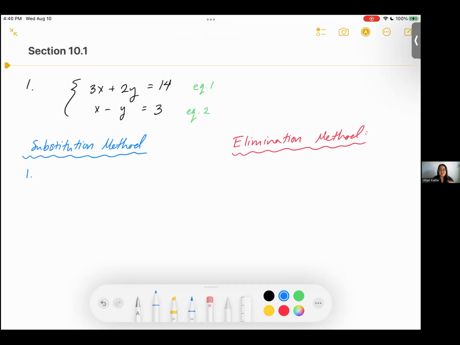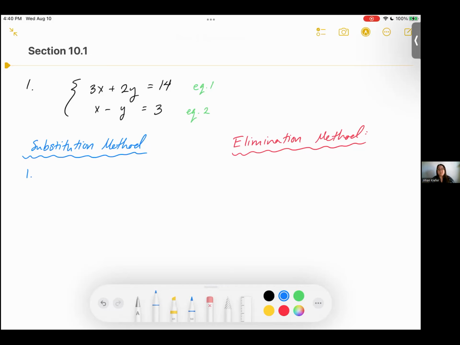But there's usually going to be one way that takes less steps, or maybe it's a bit less messy. So if you're looking at these two equations and you're trying to figure out which one looks easier, equation 2 is probably going to look a little easier. There's no numbers in front of x or y, so that's the one that we're probably going to lean towards.